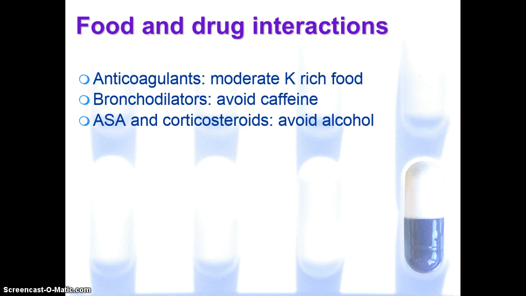A big one is your Coumadin, your anticoagulants that make it longer to make a blood clot. We know that foods that are very rich in vitamin K inhibit that. So if I eat a lot of spinach and asparagus and good green vegetables out of the garden, my Coumadin is not going to work nearly as well because of the effect from that vitamin K. Bronchodilators with caffeine cause a lot of increase in heart rate and jittery and shaky effects to the patient. And then your aspirin and corticosteroids definitely need to avoid alcohol.